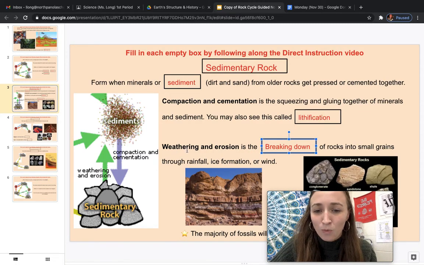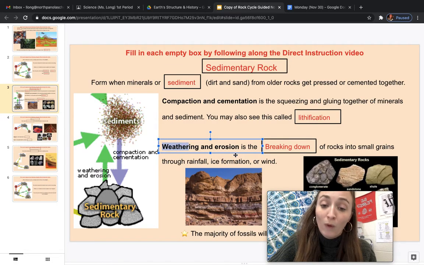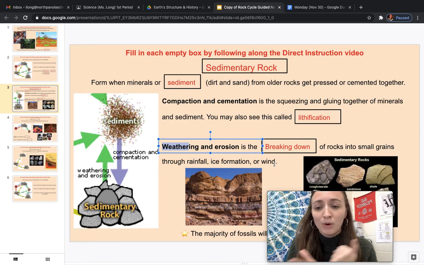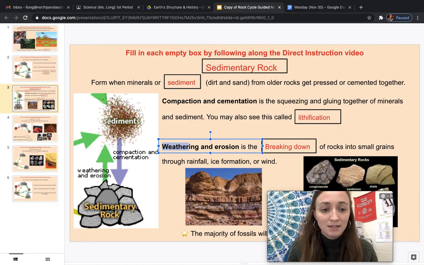So it has the word weathering. Weathering has the word weather in it, so we know that's usually going to happen by weather. It's that easy. So those rocks are literally getting broken down until they're down into those tiny pieces of sediment.